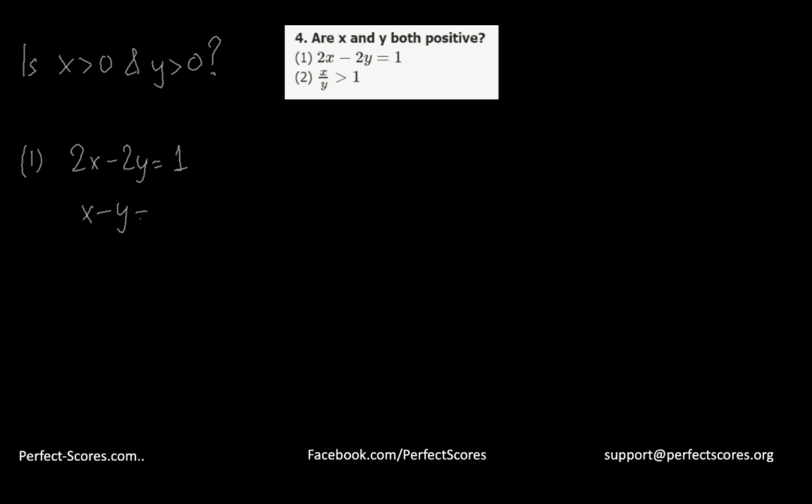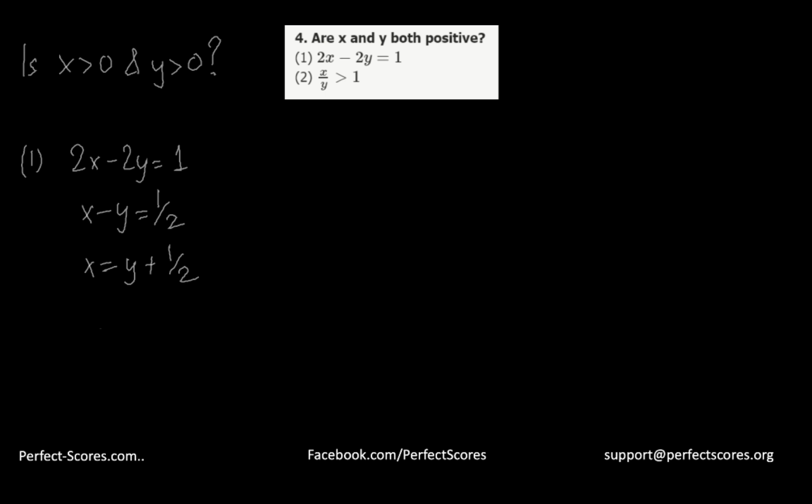Okay, so let's look at this question. The question says, are x and y both positive? So it's asking, is x greater than 0 and y greater than 0? The first statement says that 2x minus 2y is equal to 1, which means x minus y is equal to half, which means x is equal to y plus half.